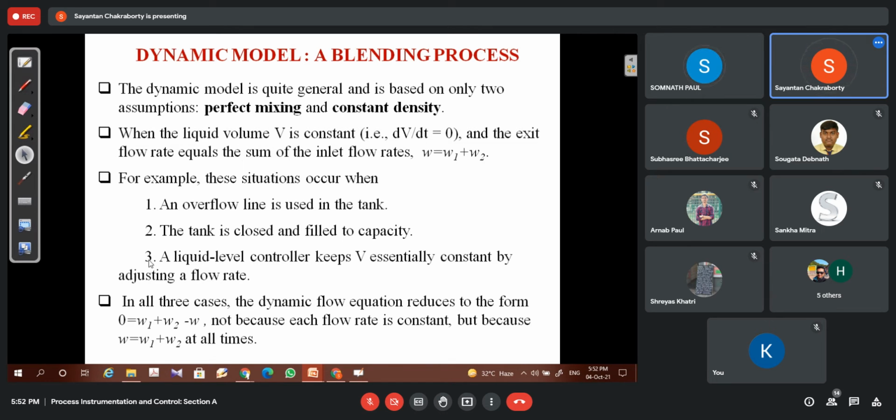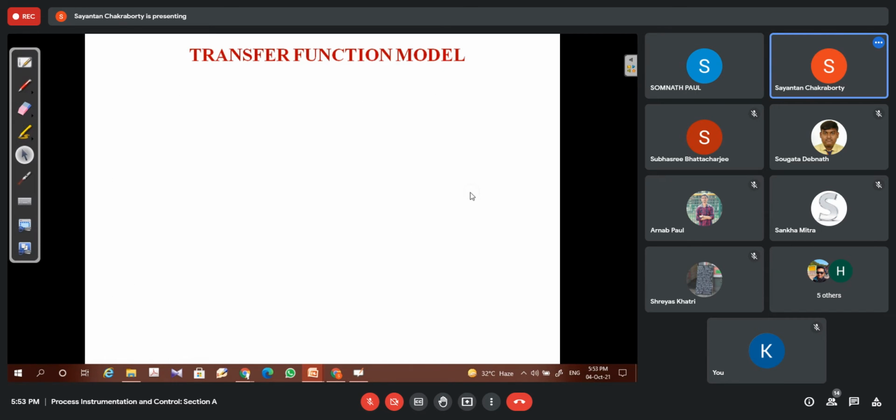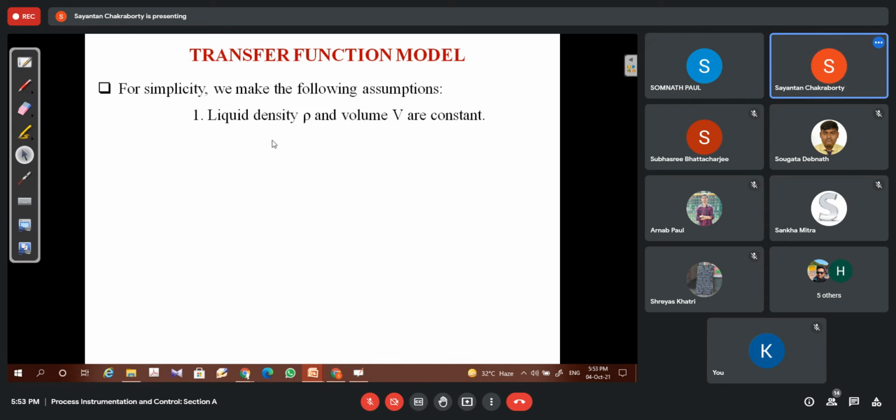If you go through any of the three conditions, then we can write W equal to W1 plus W2. But this is not a generalized case. This is a special case where volume is constant. Now what we intend to obtain is a transfer function model. So for simplicity, we assume that with liquid density rho, the volume is also constant. That's for the sake of simplicity. And further, the flow rates W1, W2, and W are constant.